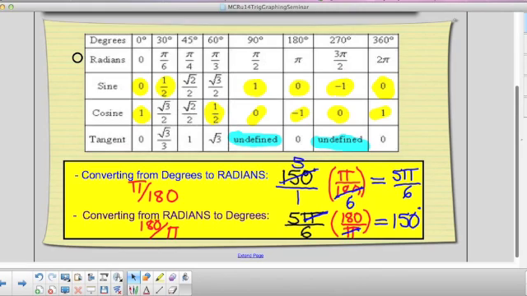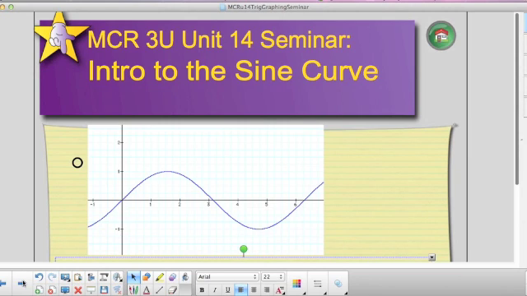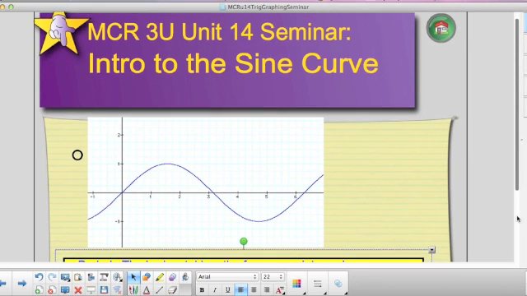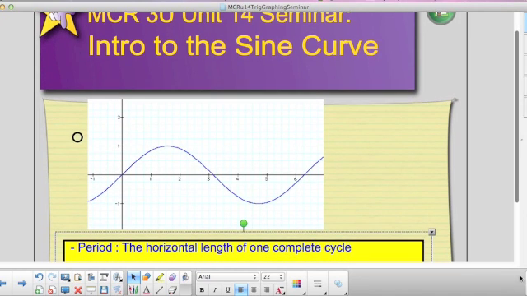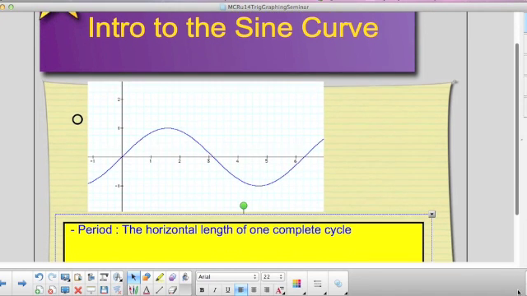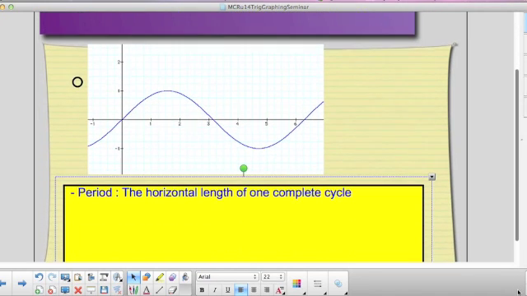Okay, so now we're going to talk about different parts of a trigonometric equation. Sometimes they're called sinusoidal functions in your textbook, but they mean the same thing. So this is a typical sine curve, but sometimes what you're going to find is that there are numbers instead of degrees.